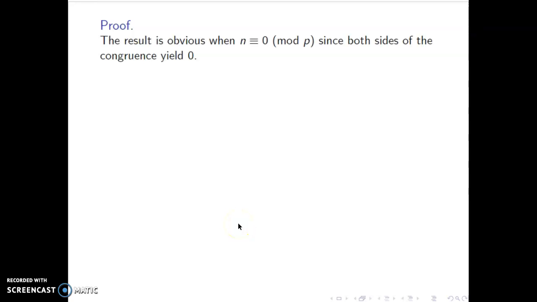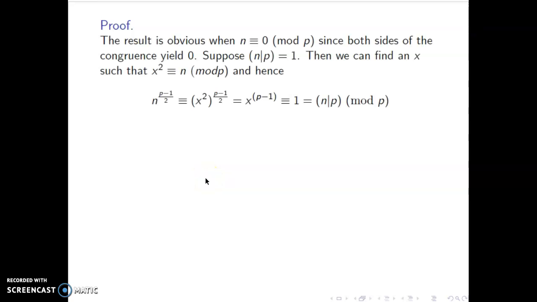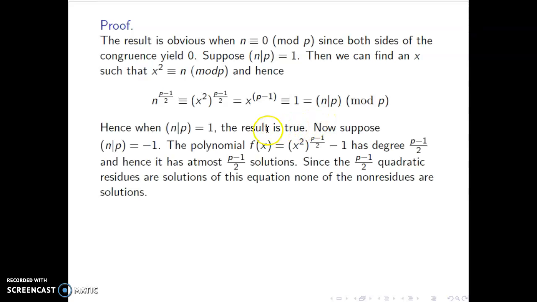Now let me go to the case when (n/P) is equal to 1. Then n is a quadratic residue mod P. That means we can find an x such that x squared is congruent to n mod P. And hence, n raised to (P minus 1)/2 is congruent to x squared raised to (P minus 1)/2, which I can write as x raised to P minus 1, which is congruent to 1 mod P, and that is equal to (n/P) mod P. Hence, when (n/P) is equal to 1, the result is true.